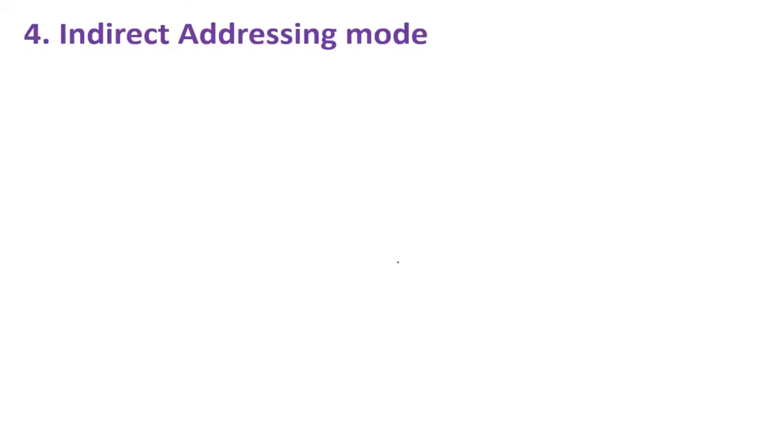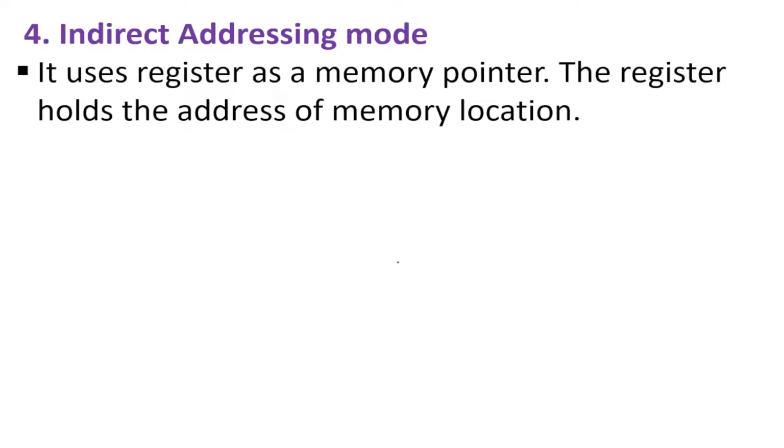The fourth type of addressing mode is indirect addressing mode. Another name for indirect addressing mode is register indirect addressing mode. In this addressing mode, the register is used as a memory pointer. This is a new concept. Memory pointer means it points to the memory address. It points to the memory location.